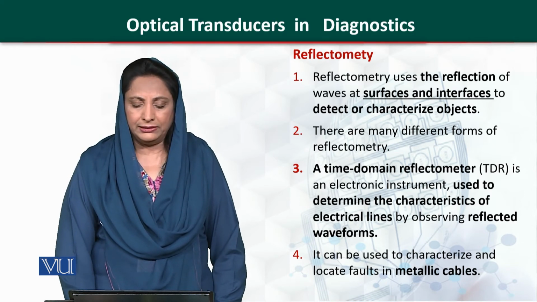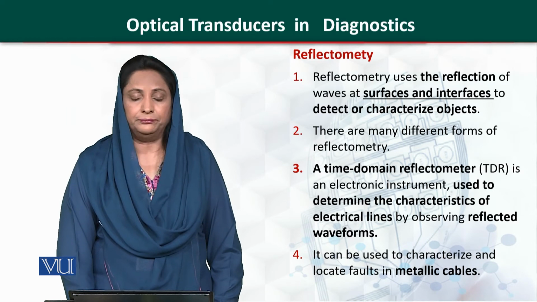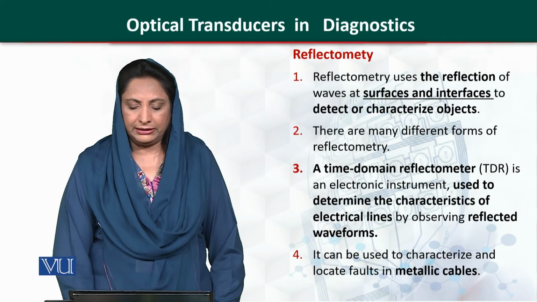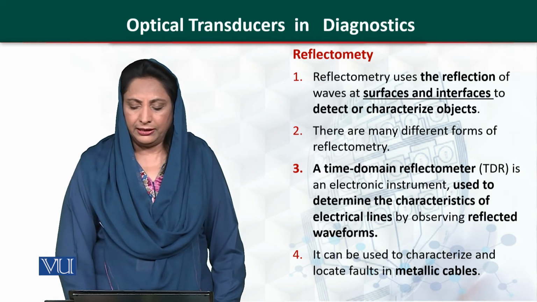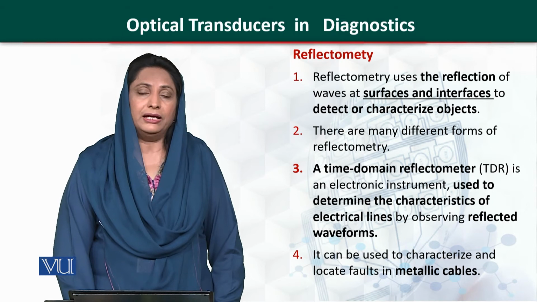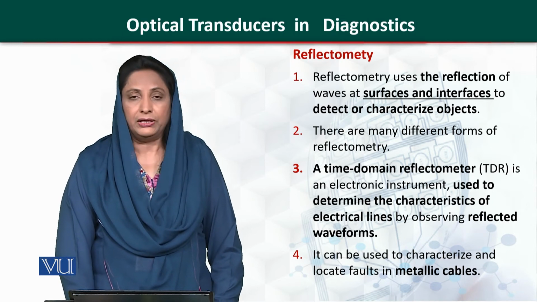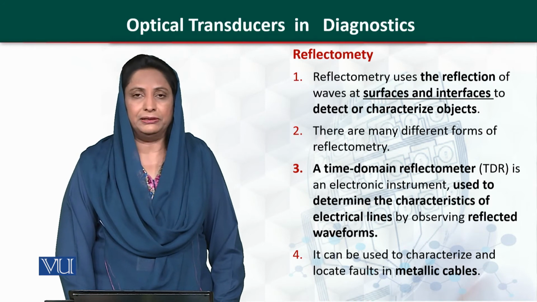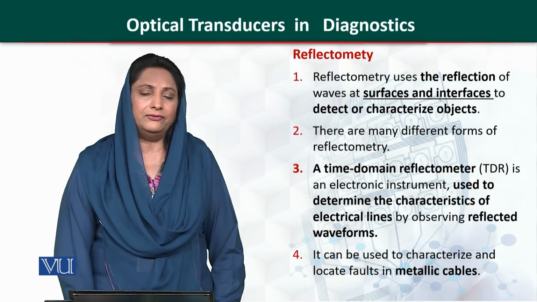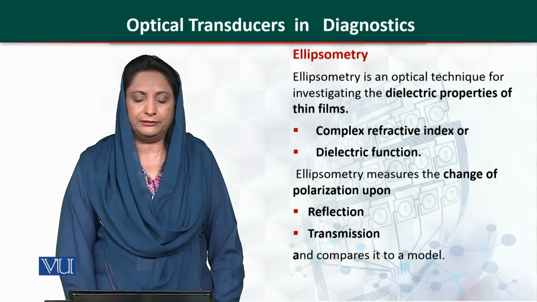One type is time domain reflectometer. Time domain reflectometer is used to determine the characteristics of the electrical line by observing the reflected waveform. And this reflectometer is used to determine if there is any defect in metallic cables. If there is a defect, the reflectometer will show that change.